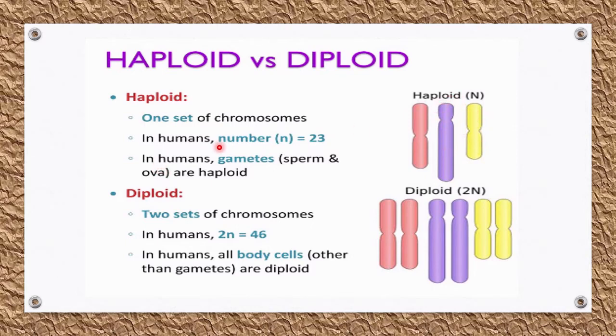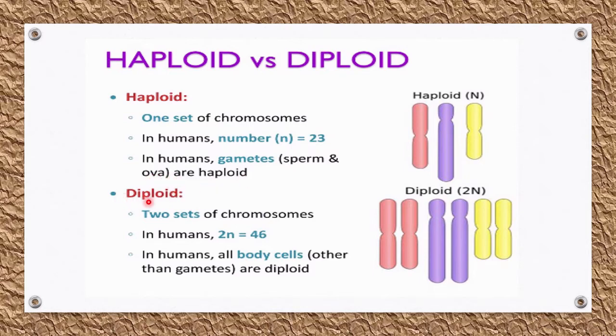In humans, if a cell is haploid, the number of chromosomes will be 23, not 23 pairs. So in humans, the gametes, that is the sperm cells and ovum, are haploid. Be very clear what the gametes are in humans: sperm cells in the male, and ovum or egg cell in the female are haploid cells.